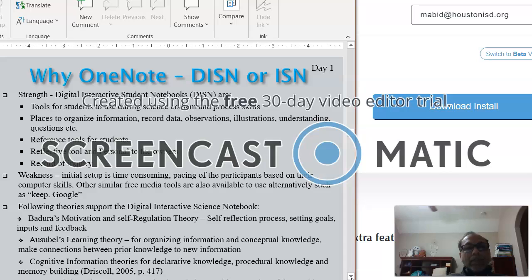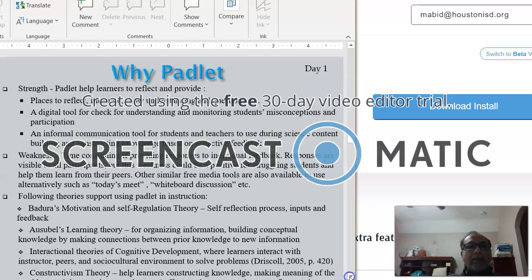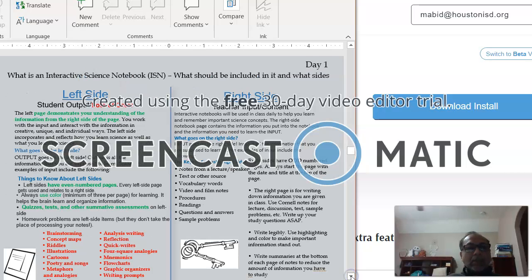And I have also included my justification for using those technologies. Say, for example, why I'm using OneNote, and the same way why Padlet, and why digital media. And then here my day one starts with the interactive science notebook. When we are doing the two-column interactive science notebook, with a right side and a left side, what should go on the right side and what should go on the left side?